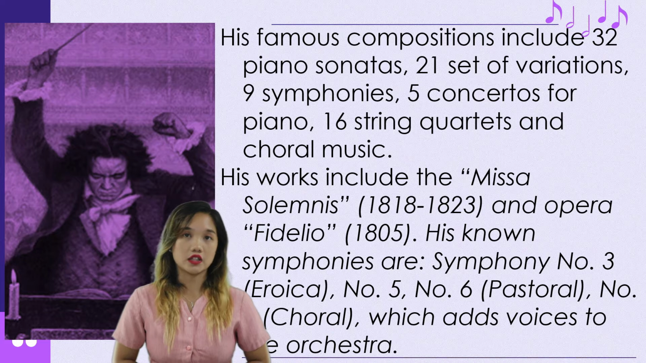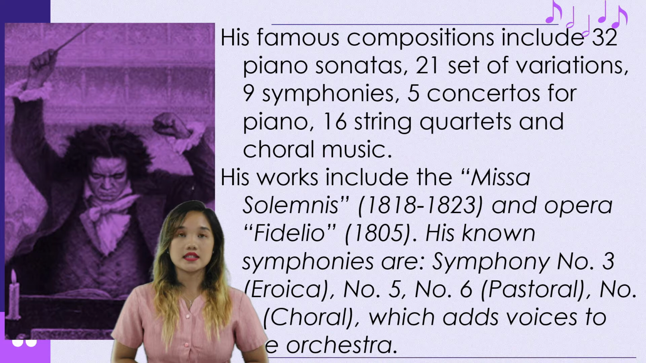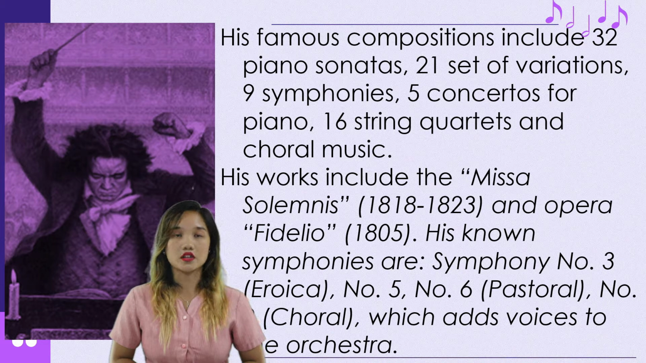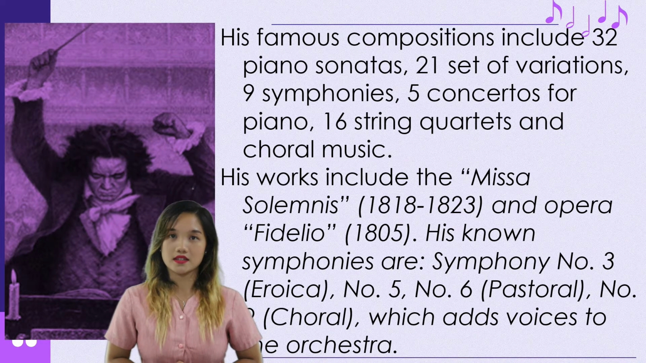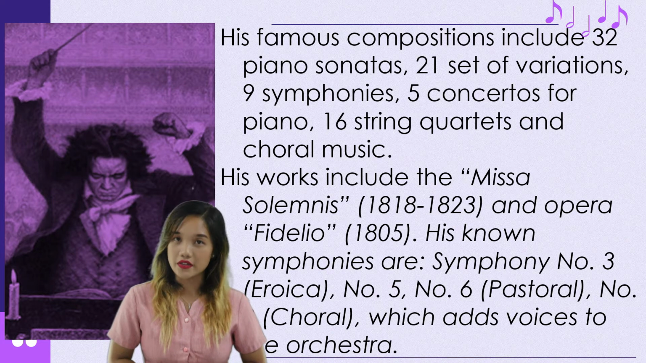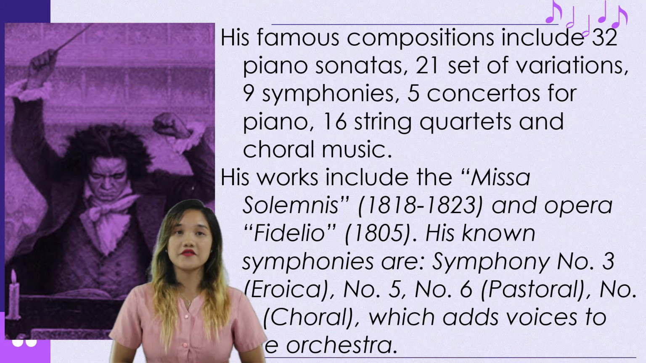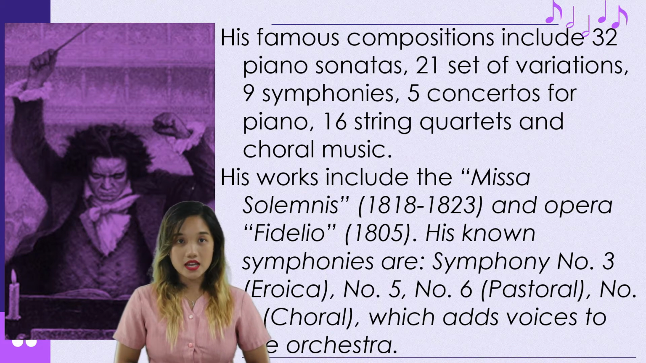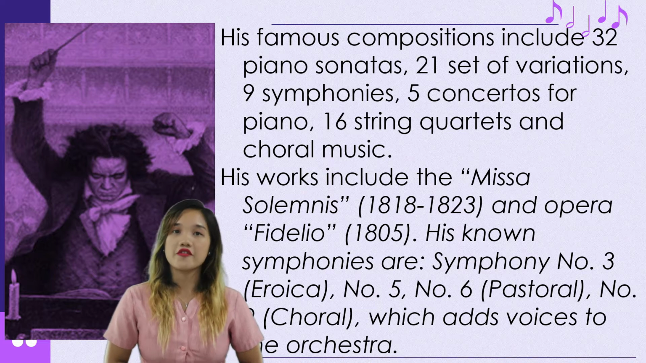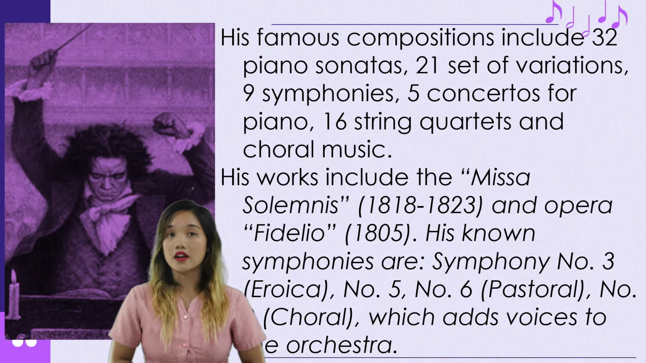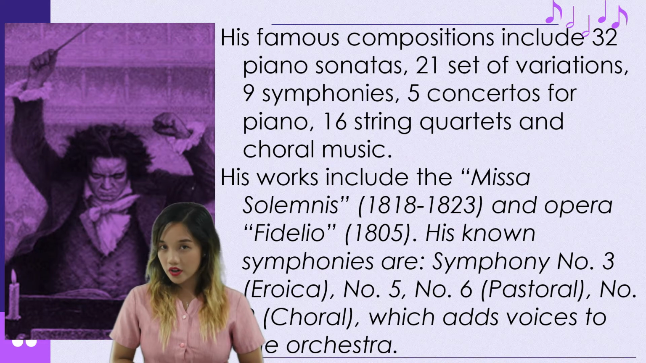His famous compositions include 32 piano sonatas, 21 sets of variations, 9 symphonies, 5 concertos for piano, 16 string quartets, and choral music. His works include the Missa Solemnis from 1818 to 1823 and the opera Fidelio in 1805. His known symphonies are Symphony number 3 or the Eroica, number 5, number 6 or the Pastoral, and number 9 or the Choral, which adds voices to the orchestra.